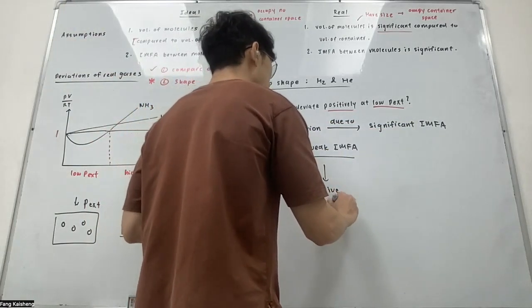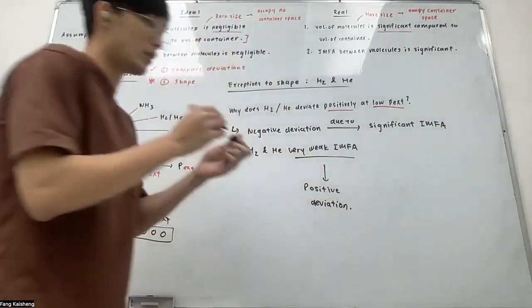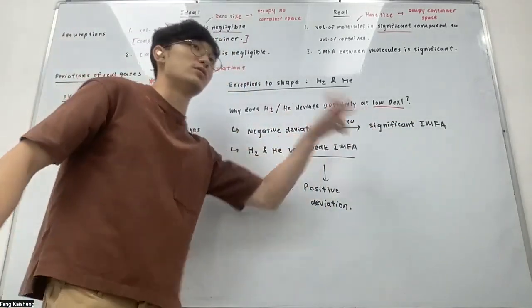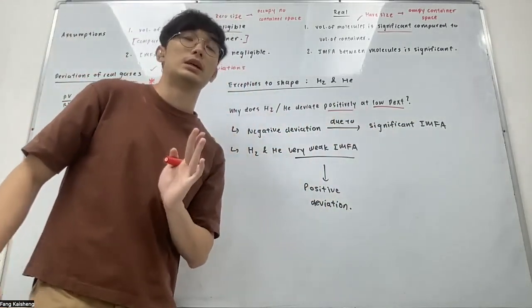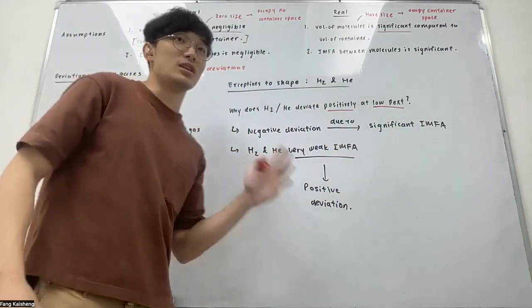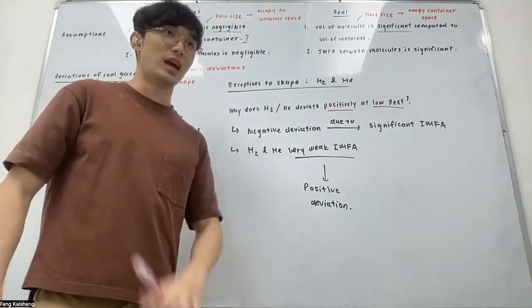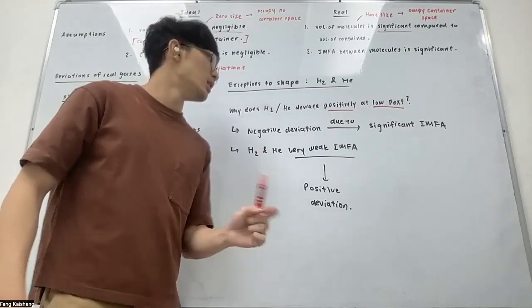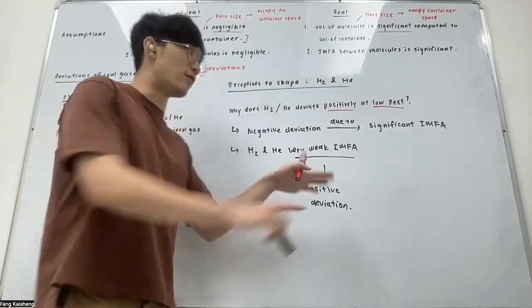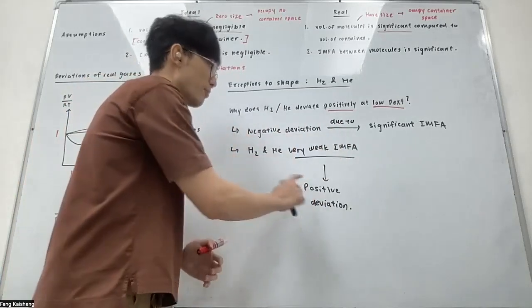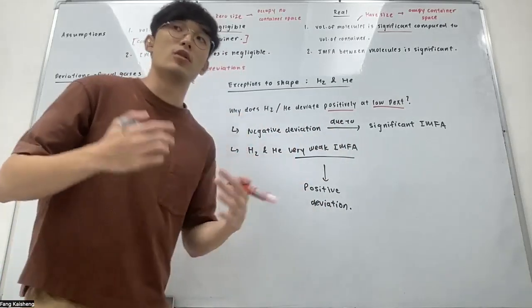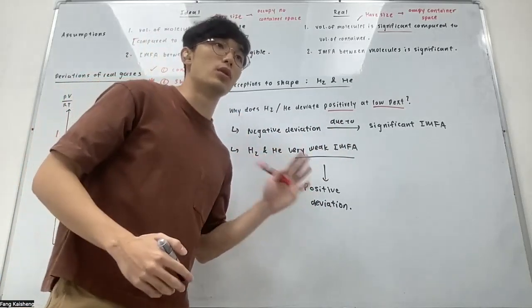I say again, the reason why gases deviate negatively, just now we mentioned already, is because of significant intermolecular forces. But hydrogen and helium don't have that at all. They're so small, intermolecular force so weak. So we flip it around. Since it's weak, it should have positive deviation. Yeah, I know this is not a very convincing argument, but again, this is all purely based on logic.